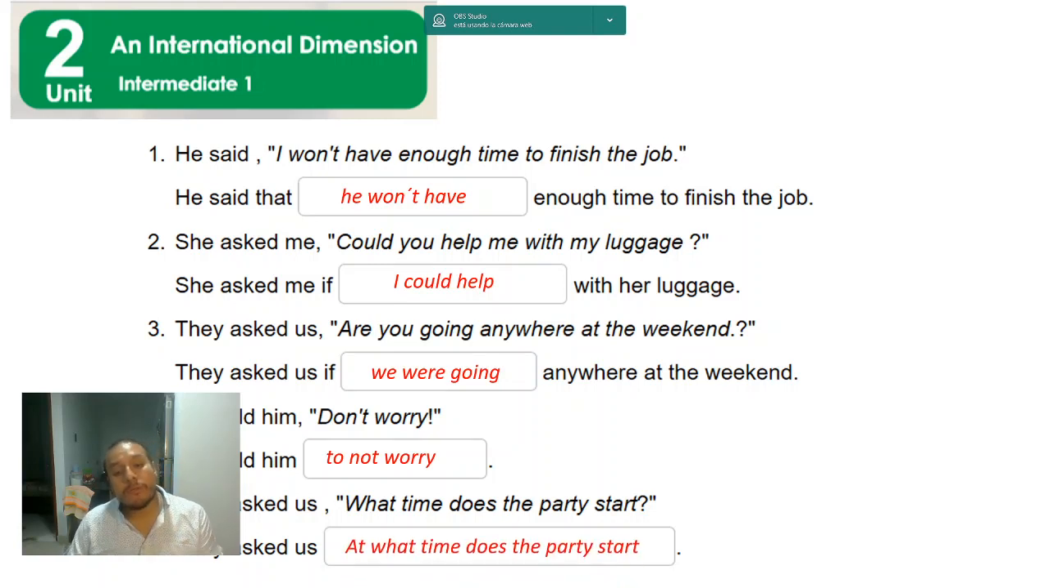Good. The solution is, they asked us, at what time does the party start? They asked us, at what time does this party start? See, you got it all correct? Perfect. Excellent. Remember, students, that the idea is not that I'm going to give you all the solution. The idea is that you try to practice in your house and try to give the solution without my help. Then you check with my solution.